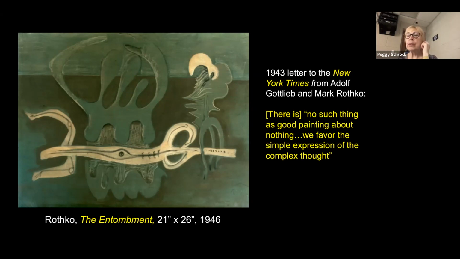It's a very famous letter to the New York Times in which they said, there's no such thing as good painting about nothing. We favor the simple expression of the complex thought. Now, that's an important statement because it tells us so much about what people were thinking at the time. It tells us what critics were saying about their work. It tells us what they thought about the critics and what they felt they needed to explain. And it says that critics didn't understand that there's meaning in something other than realism, that even something that's very simple can have meaning. You can express a complex idea.